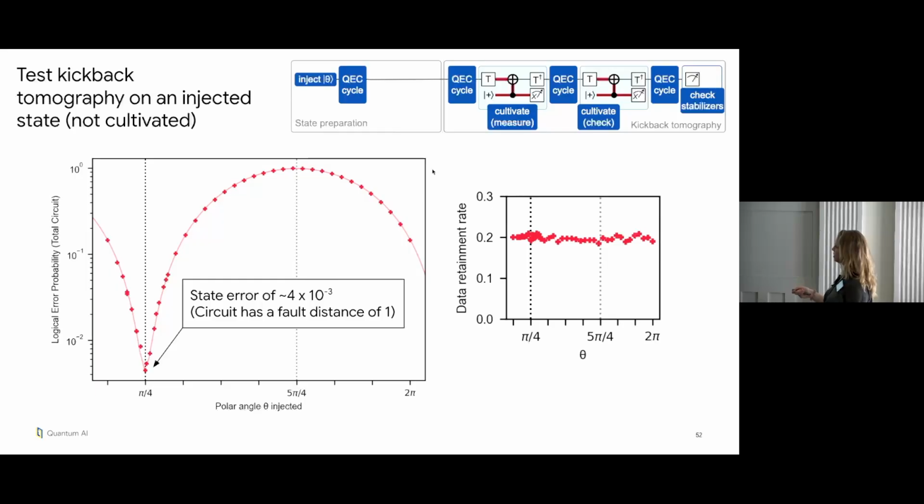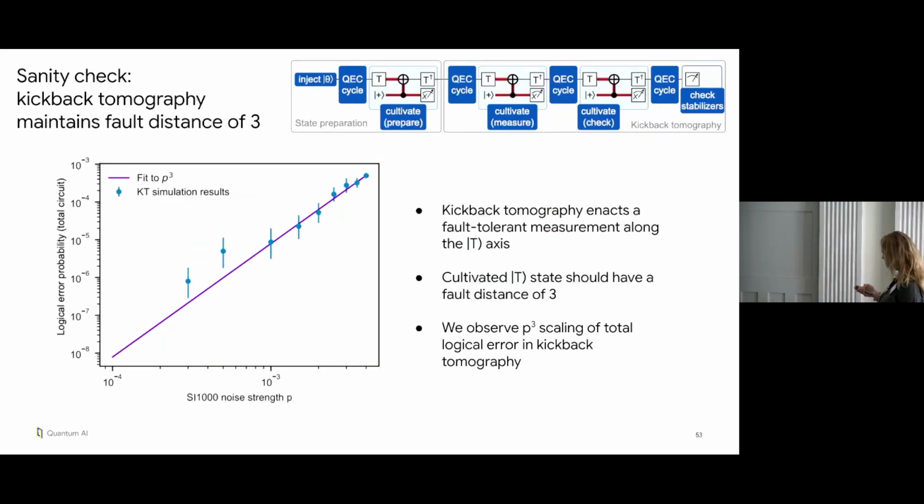Okay, plotting this on a log scale, we're able to resolve that an injected T state has a state error of roughly 4e minus 3. And this makes sense because the circuit has a fault distance of 1, and this is on the order of our single qubit gate error. Our physical qubit gate error.